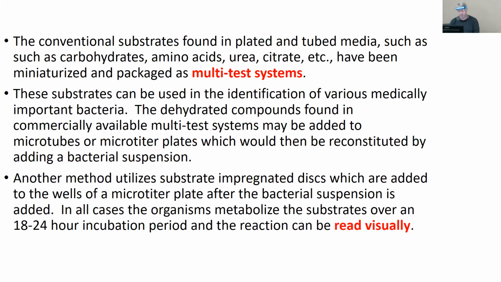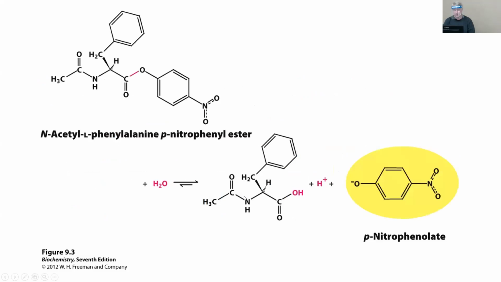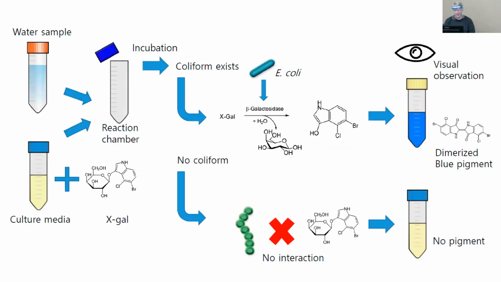So we're heading to rapid testing, which can provide identification in less than 4 to 6 hours. They use chromogenic substrates. These are synthetic compounds that convert to color by preformed enzymes. I don't want to spend too much time there. It's kind of giving you a history, going back and forth and looking at the chemicals that change and give us a different color.